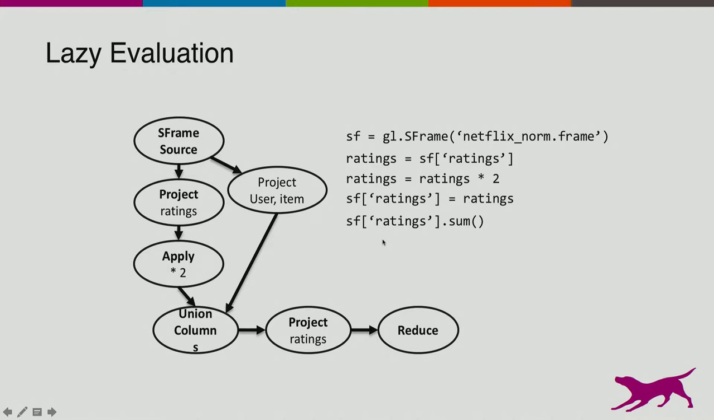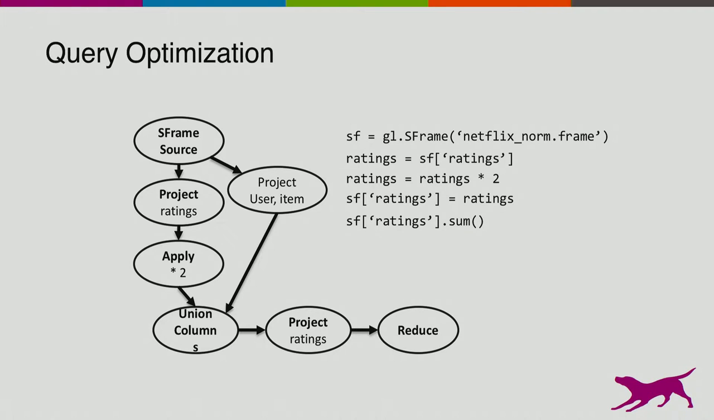So finally, ask about what's the sum of this rating. And it corresponds to another project and the reduce. So what we can do is we just stream all the data from SFrame source, pump them through all these operators. And the final result is just a single value. During this process, no SArray has been created on this.